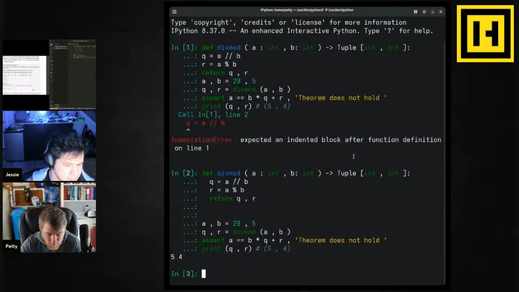Five, 4. So it worked. So A divided by B gives 5, no remainder. So Q is just going to be how many times the divisor B goes into A. R gives you the remainder, so A mod B. And so there you go.